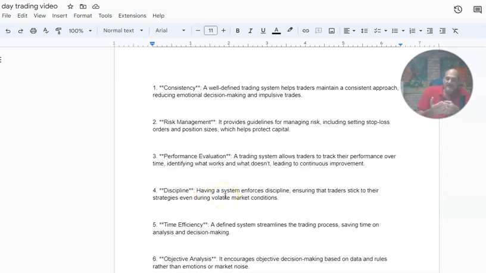Performance evaluation is there. Trading system, it enforces discipline. If you don't have discipline, you don't have anything. And your trading system is going to enforce your discipline if you follow the rules.